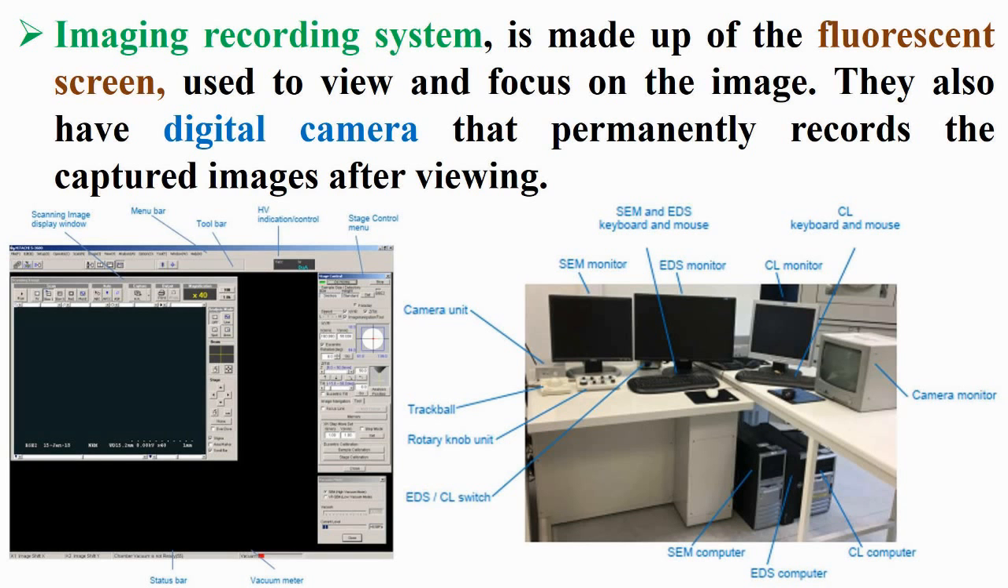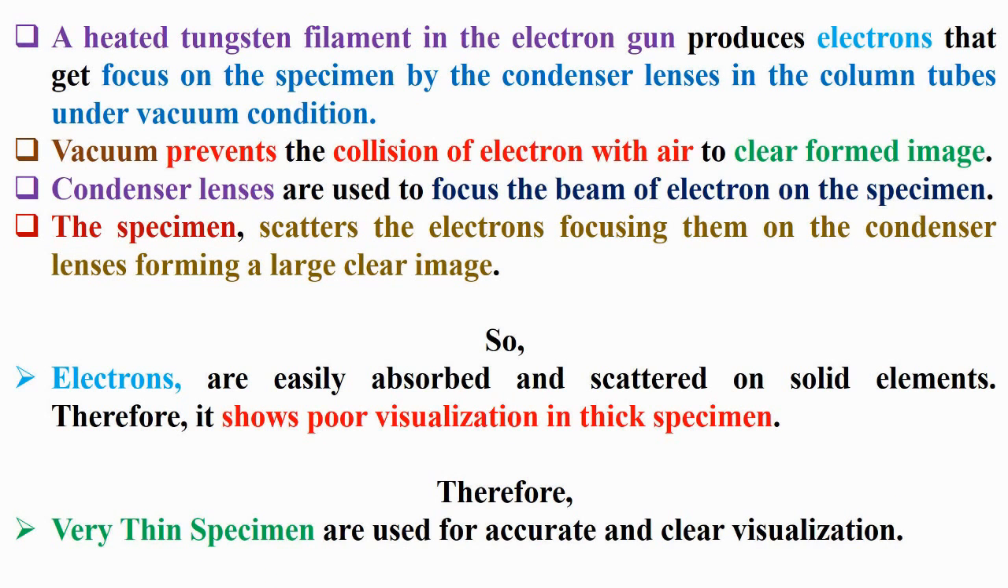And finally, the image recording system is made up of the fluorescent screen used to view and focus on the image. They also have a digital camera that permanently records the captured images after viewing, as shown in the figure inside the slide. In brief, as described above, a heated tungsten filament in the electron gun produces electrons that get focused on the specimen by the condenser lenses in the column tubes under vacuum condition.